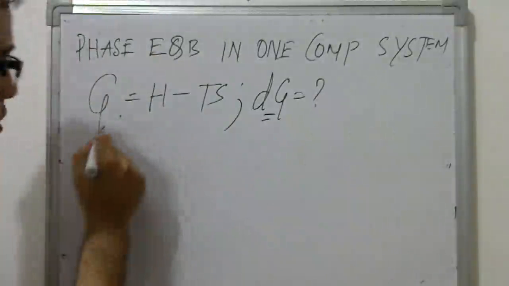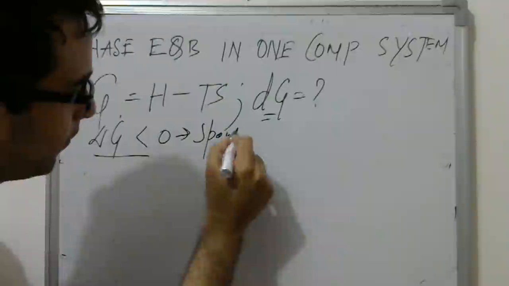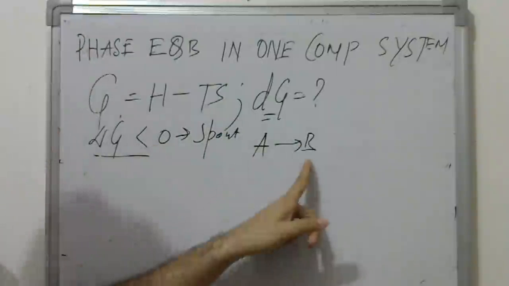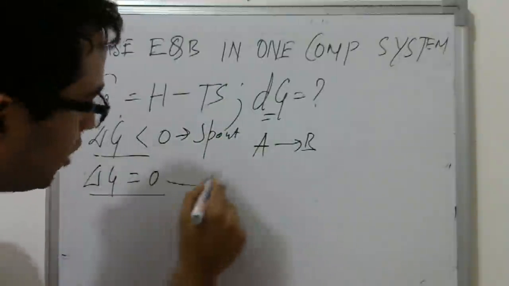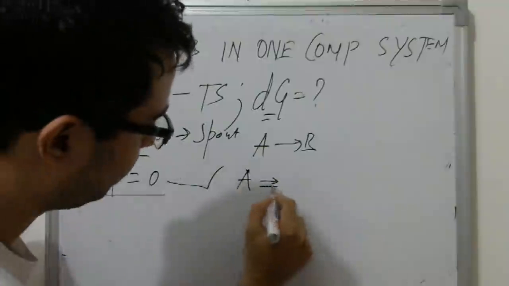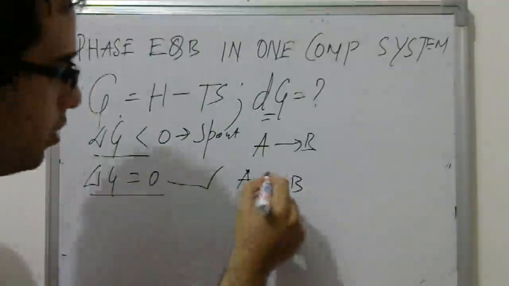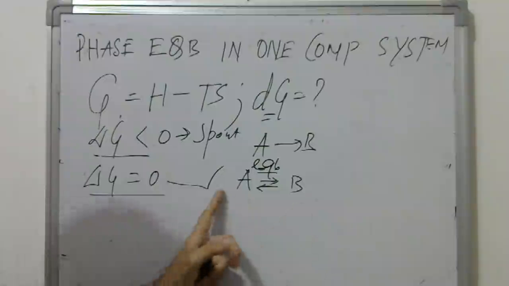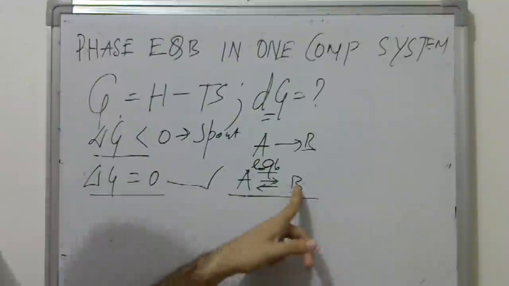As I already talked about, delta G less than 0 is a spontaneous process. Let's say for A to B, if delta G is less than 0, A will convert to B spontaneously. Delta G equal to 0 is what we are talking about: A is in equilibrium with B. This is the equilibrium condition. A won't convert to B, and B won't convert to A. So the composition remains constant. The number of moles of A and the number of moles of B remain constant.